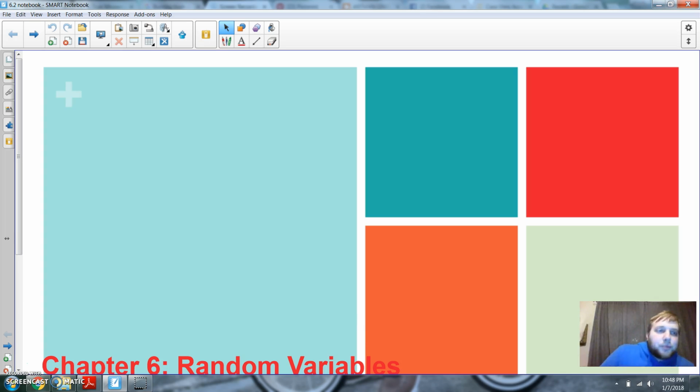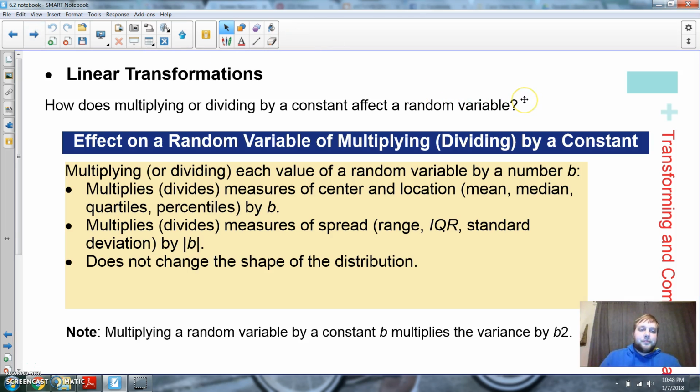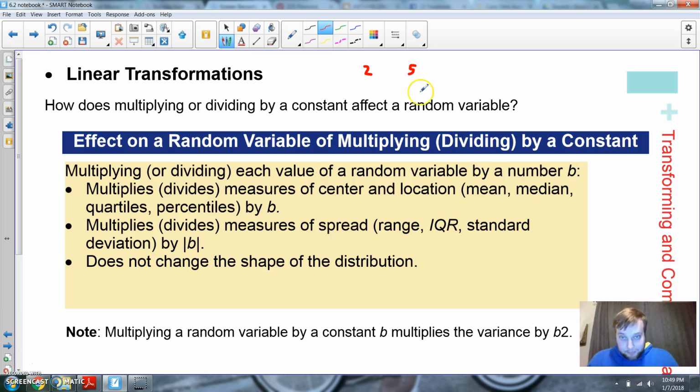Alright, so let's go. Chapter 6.2, and we're talking about transforming things. Moving along, and just as a little review, what happens to a number when you multiply it? What happens to the mean and standard deviation? So, for instance, let's go 2 and 5. I'm just going to pick two numbers. Now let's just say that is my distribution, right? What happens if I multiply everything by, let's go 6.